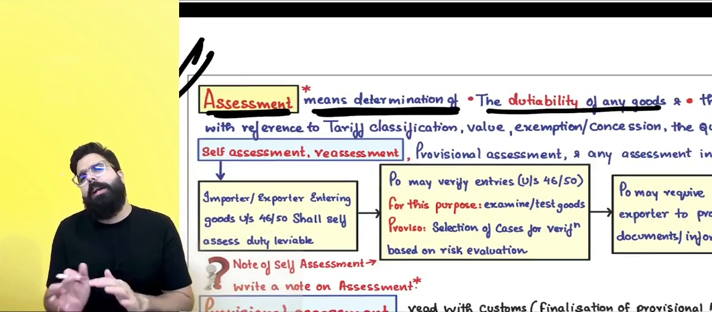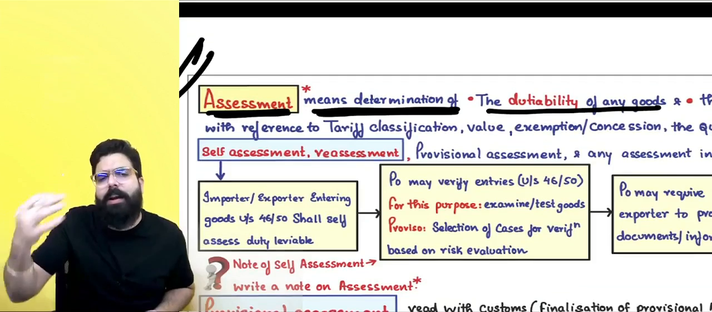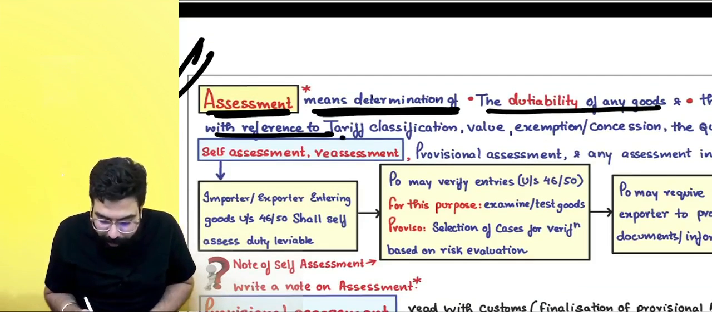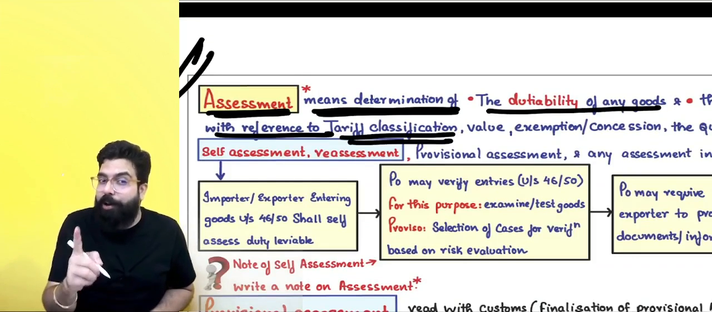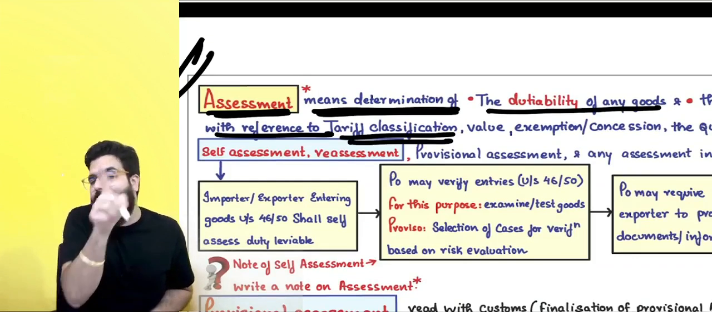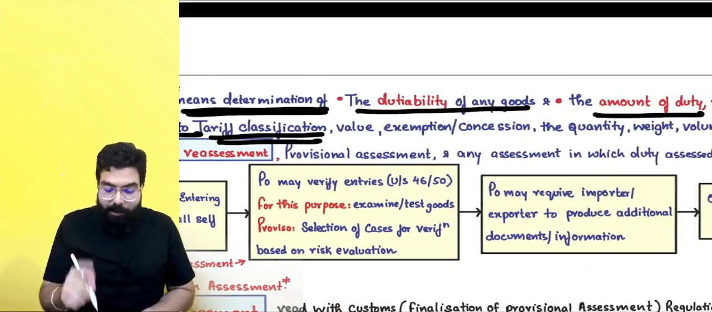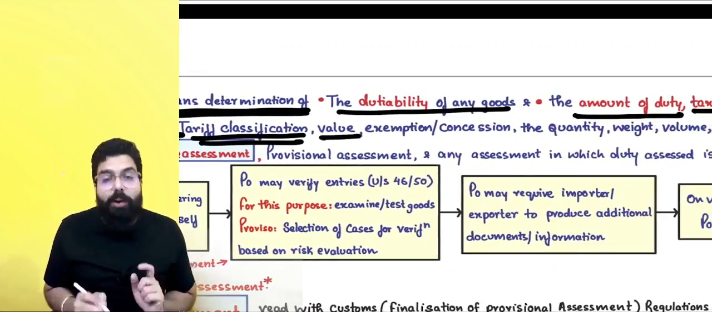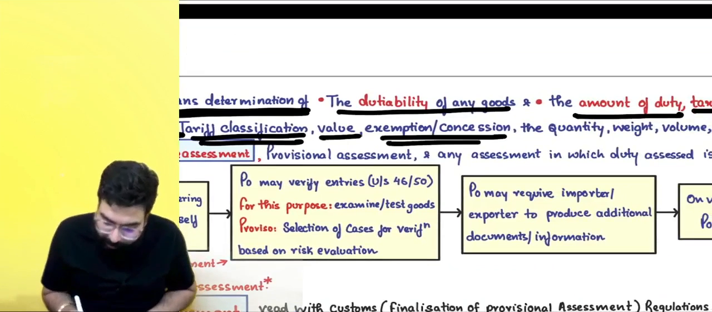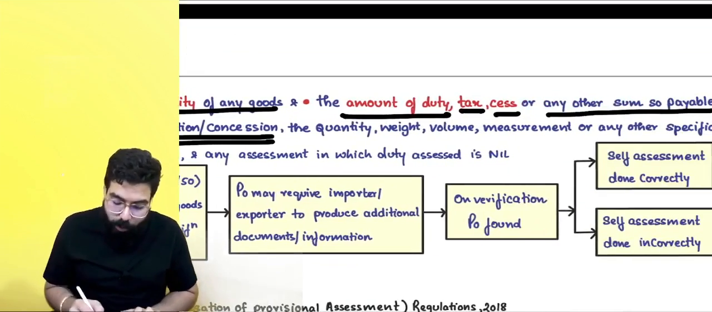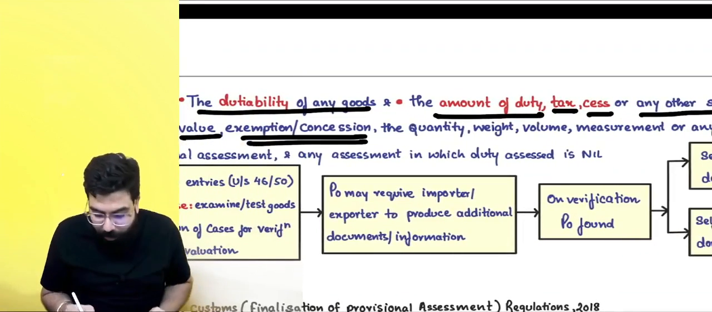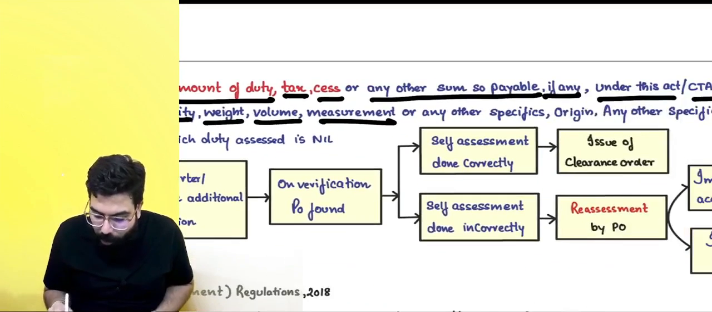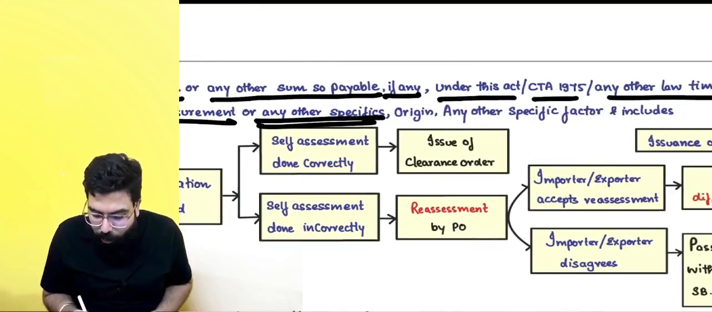And when you are determining the tax and duties, what are the things you go ahead and see? You should see the tariff classification, because if you classify it correctly, the correct rate of duty will be applicable. So you have to make a reference to tariff classification, value, and whether there is any exemption or concession with regards to your goods. You have to refer to the quantity, weight, volume, measurement, or any other specific. You have to see the origin.